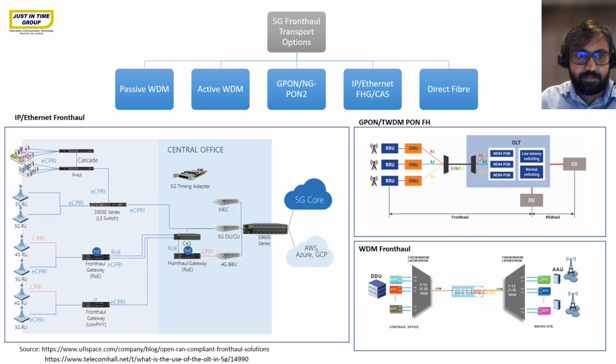So this is a representation of how you can build an IP Ethernet front haul network. And there are a lot of new technology specifications and vendor equipment already available to build front haul networks based on IP and Ethernet. At the same time, TWDM, GPON is also another option if you don't have very stringent time and synchronization requirements. And WDM is a good option also. It depends on the cost and the fiber infrastructure that you have in place.